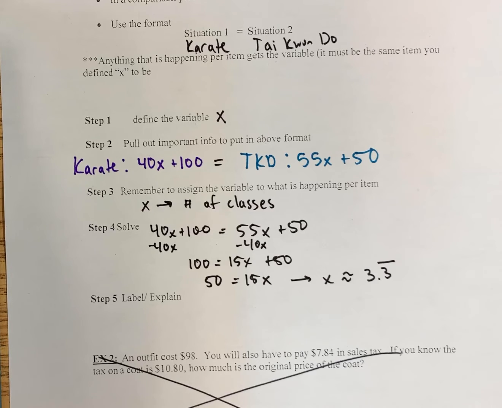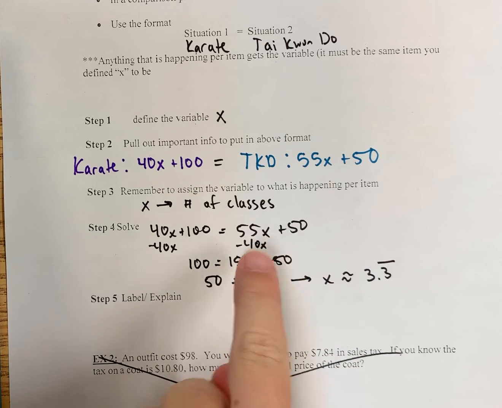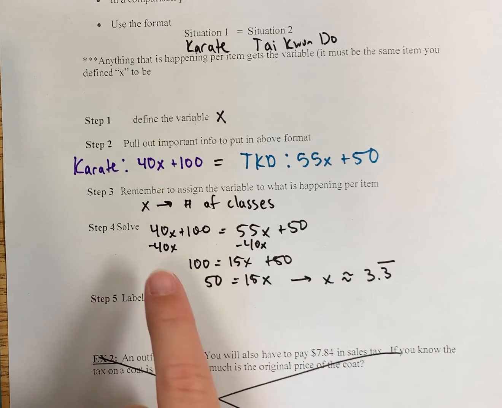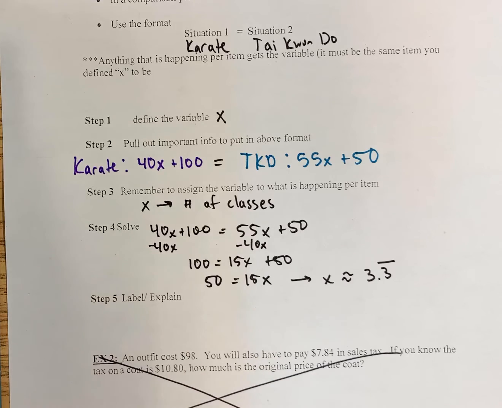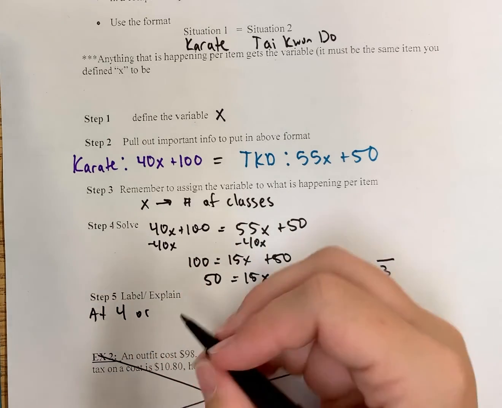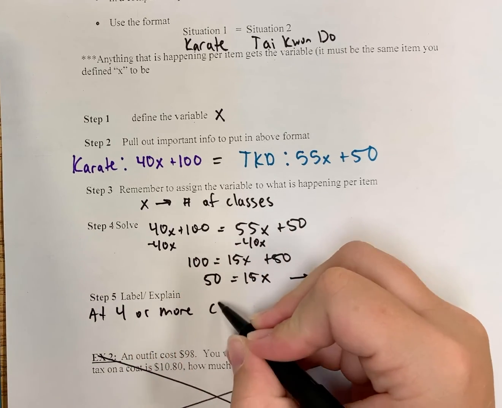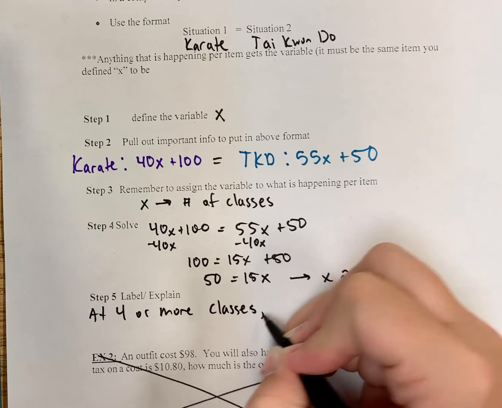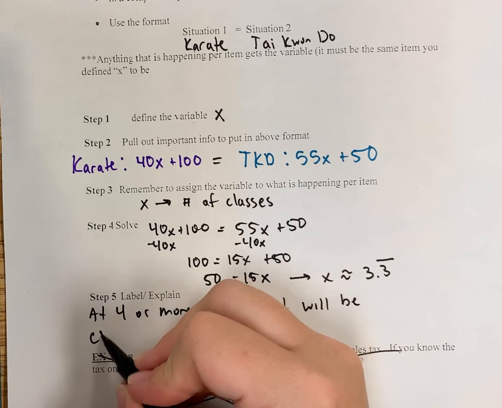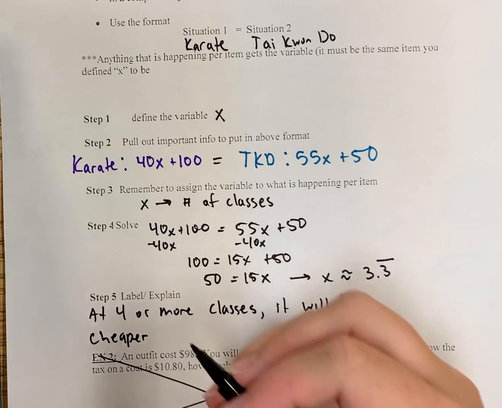So in this situation, if you go to just 3 classes, it would be cheaper to go to the taekwondo. But if you were then to go to 4 classes, so the next higher number after 3.3, 4 and more, it would be cheaper for karate. So your answer is at 4 or more classes, it will be cheaper to take karate.